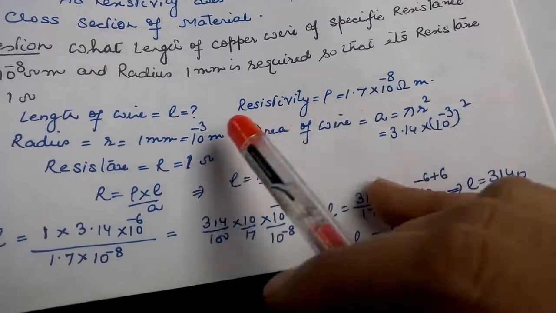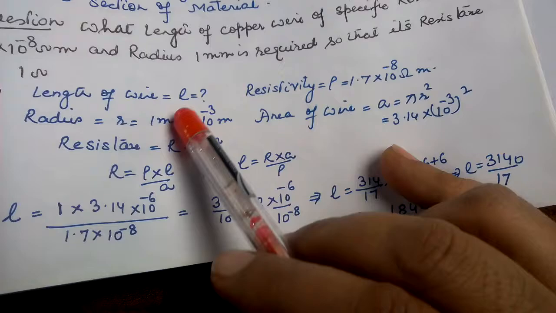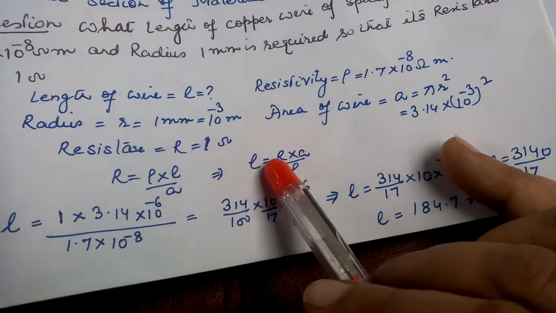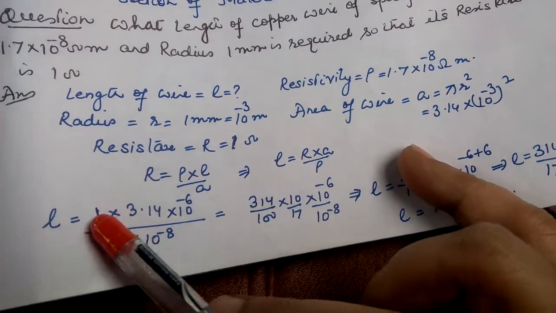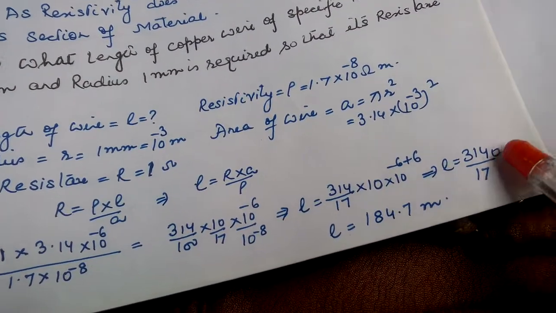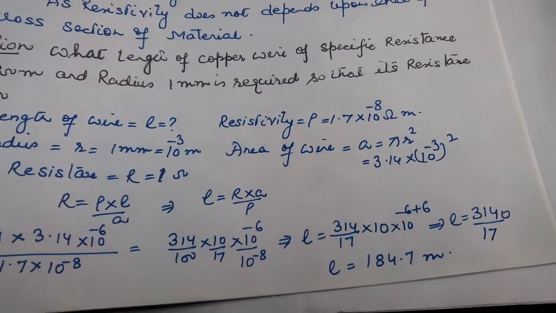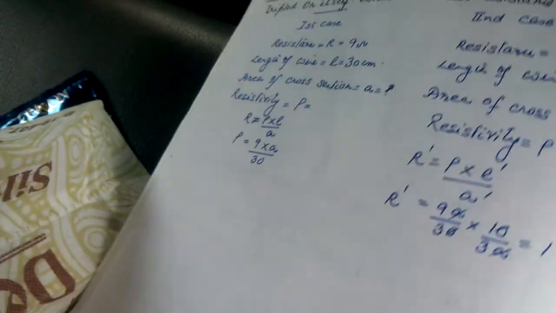Find out the area. Resistance is 1 ohm, and the length is required, so we are using this formula, R is equal to rho into L upon A. So L is equal to R into A upon rho. Substitute the values and find out the answer. We can easily find the length: 184.7 meter.